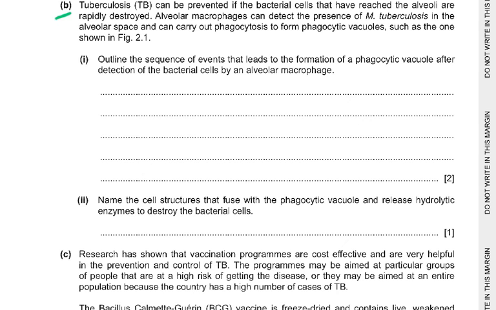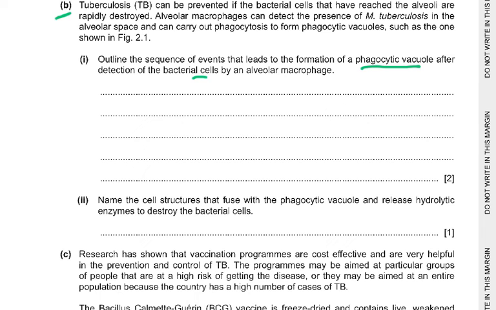Coming to part B of the question, TB, tuberculosis, can be prevented if the bacterial cells that have reached the alveoli are rapidly destroyed. Alveolar macrophages can detect the presence of M. tuberculosis in the alveolar space and carry out phagocytosis to form phagocytic vacuoles, such as the one shown in figure 2.1. Outline the sequence of events that leads to the formation of a phagocytic vacuole after detection of the bacterial cells by an alveolar macrophage.